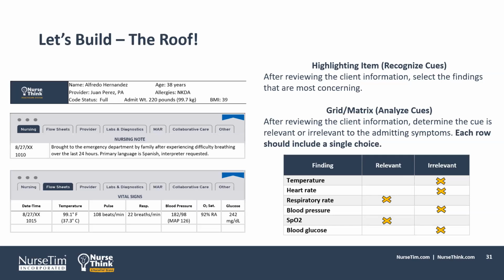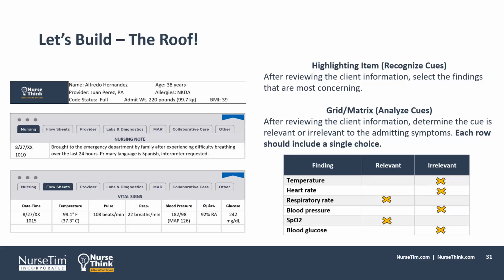And here's the thing, I sometimes get some controversy with this particular question because people feel that some of this other information is relevant, but keep in mind that my question asks what is relevant or irrelevant to the admitting symptoms, okay? Is my blood glucose relevant? Sure. Is it relevant to the admitting symptoms of difficulty breathing? The answer is no. So next gen questions, just like our current questions, students have to read, okay?